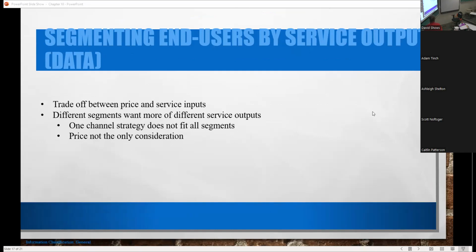Now, the important thing to always understand is that there will always be a trade-off between the price and the service outputs. And different segments want more of different service outputs than others. And one strategy does not fit all segments. And depending on how much time you wish to invest in each of those segments and be able to satisfy them, you can chase one segment or you can chase multiple segments. But it all depends on how it fits your organization.